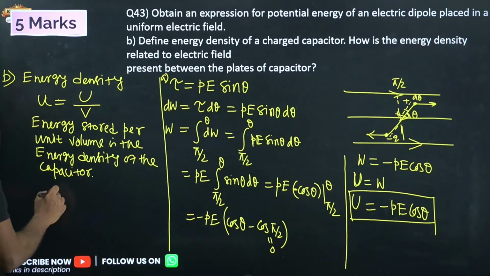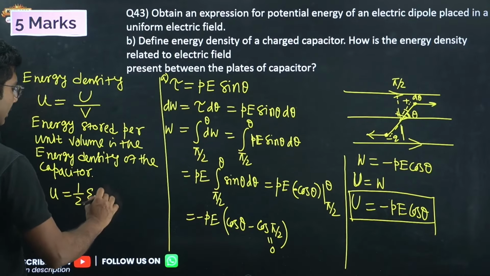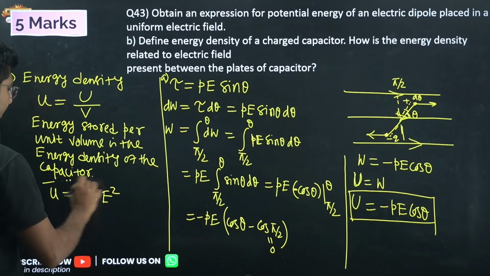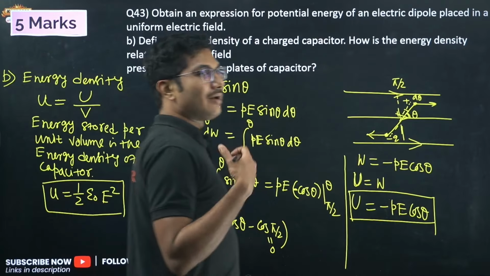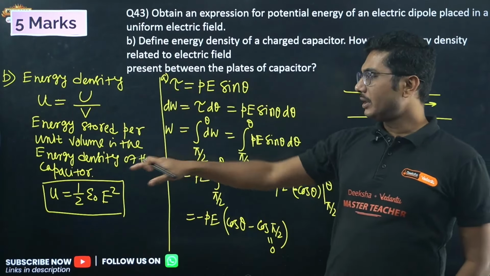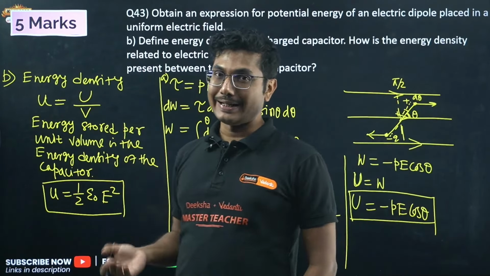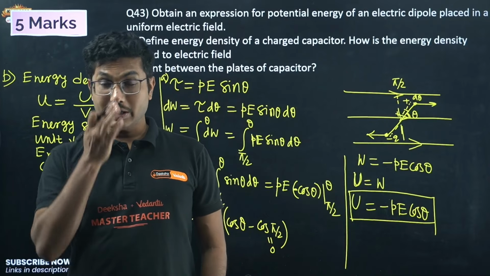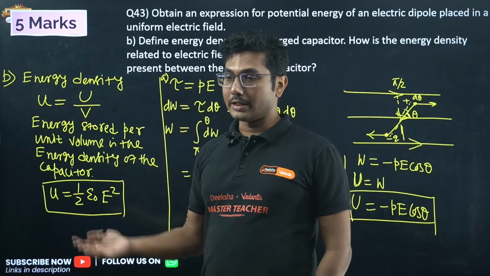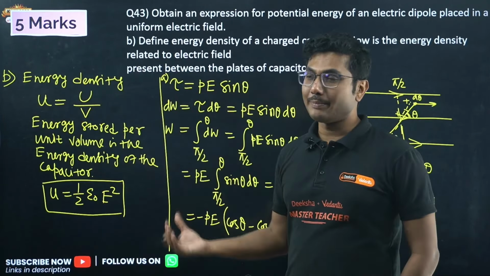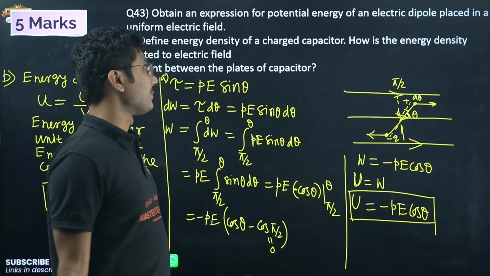What about the relation with the electric field? It is given by half epsilon naught E square. Okay, so energy density is proportional to the square of the electric field, and we can say that the energy in a capacitor is stored between the plates in the form of electric field. So when you are charging a capacitor, the charges give rise to an electric field between the plates, and that's how the energy is stored in the capacitor.